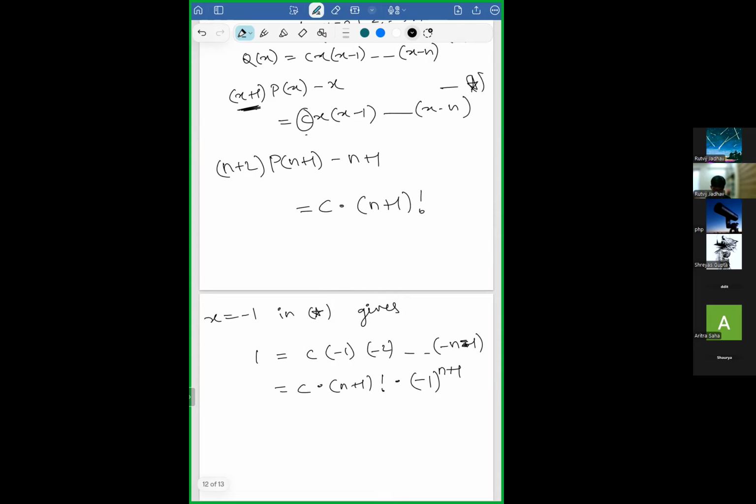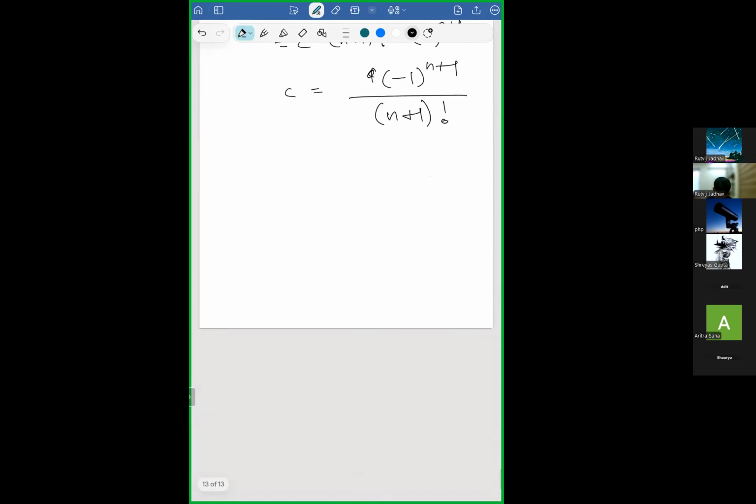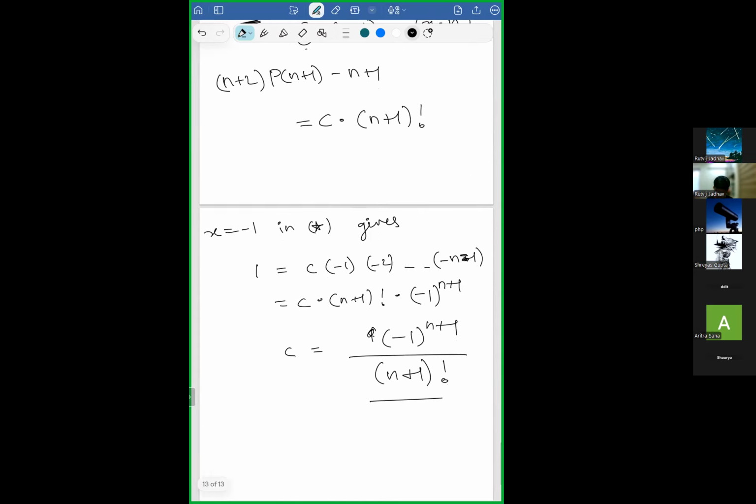So now we have that c equals 1 upon minus 1 whole raised to n plus 1 upon n plus 1 the whole factorial. So now we can just substitute this back here. So we would get p of n plus 1 is plus minus 1 raised to n plus 1 upon n plus 2. Yeah, this is what we get. So based on the parity of n, the value of p of n plus 1 would change.